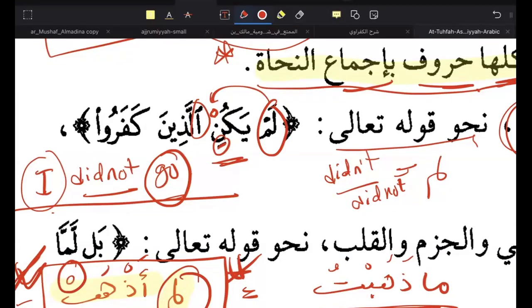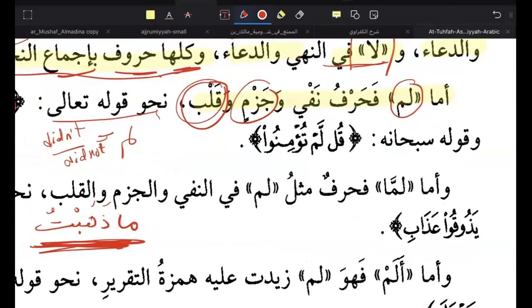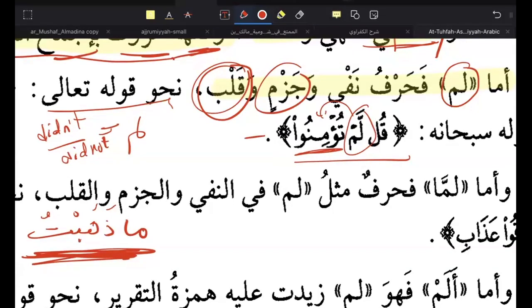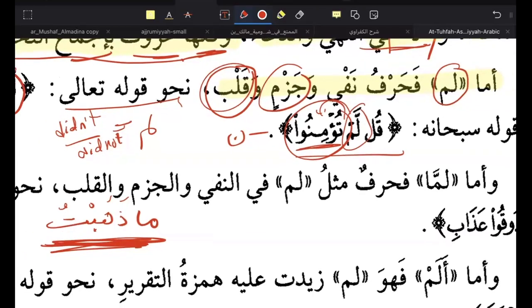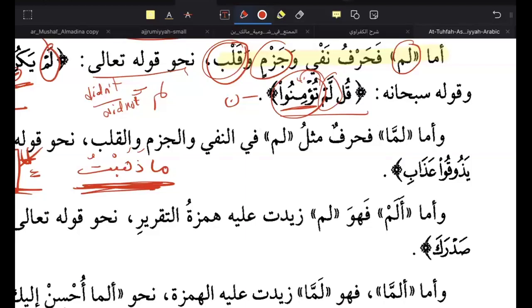So we put kasra. Then the next one, he gives an example, قُلْ لَمْ تُؤْمِنُوا. So you have a lam. So how is this one majzum? What's happening here? Yes, ahsantum. It's dropping the noon. So this is from al-af'al al-khamsa. So you drop the noon. So it should have been tu'minuna, but because of lam, we make it majzum by dropping the noon.